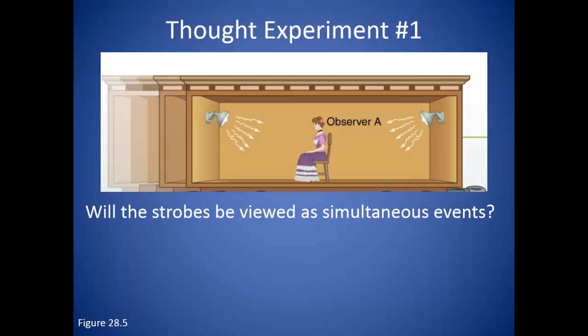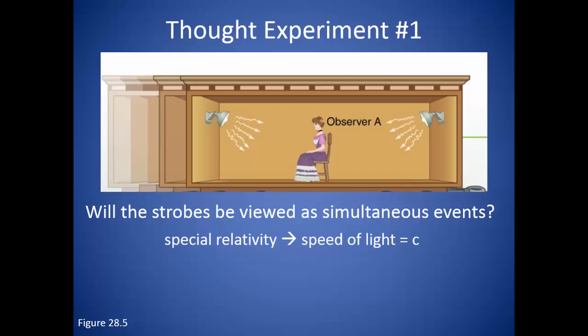Take the lady in the rail car. She's sitting in a chair with two strobe lights exactly equal distances on either side of her. Each strobe flashes at exactly the same time, or simultaneously. The question here is, will the lady sitting in between the lights view the strobes as simultaneous?